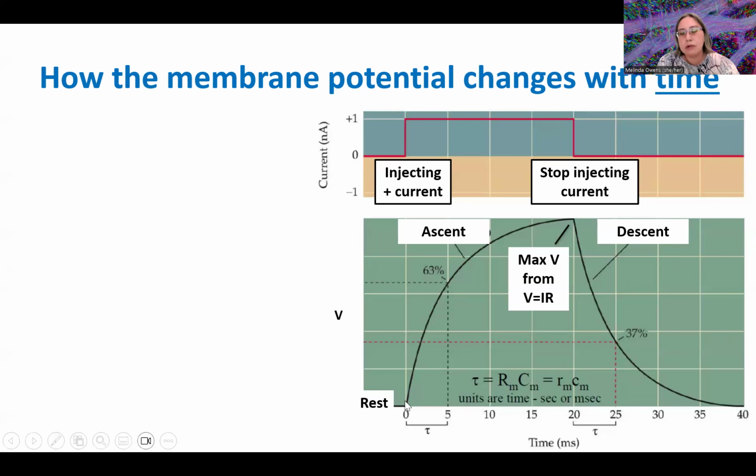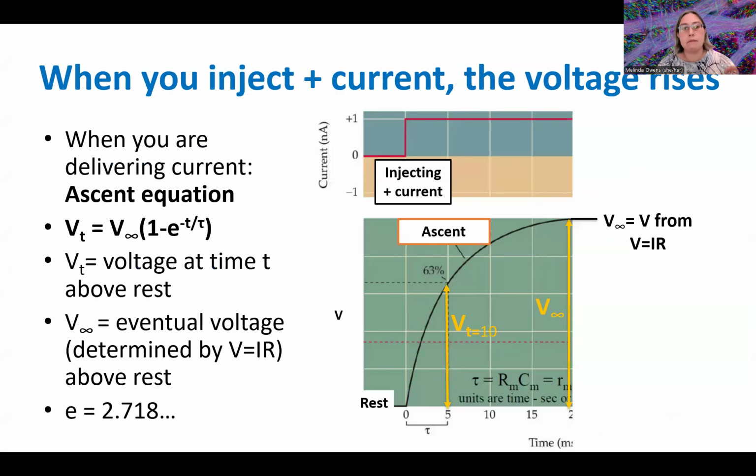Okay. So when you inject current, it's going to go up and up until you reach that V from V equals IR. And it's going to hang out there at that max value, V equals IR, as long as you're injecting the current. Okay, what if you stop injecting the current? If you stop injecting the current, the voltage is going to go down, gradually, down, down, down. Not forever. It's going to go down until you go back to rest. So qualitatively, that is what's going to happen. Keep that in mind as we put equations on it so that you can put numbers on it.